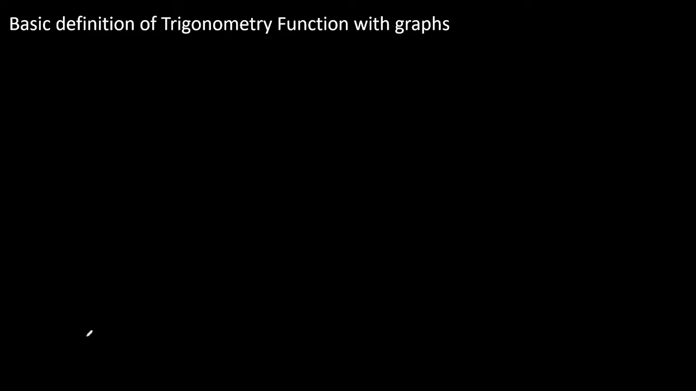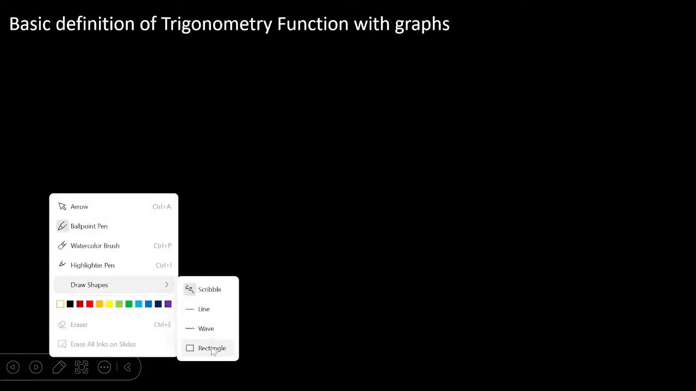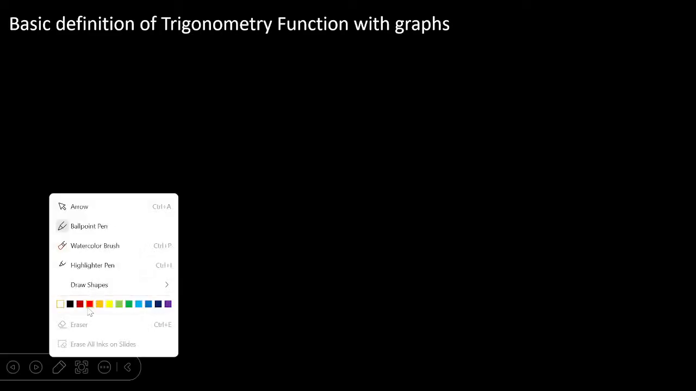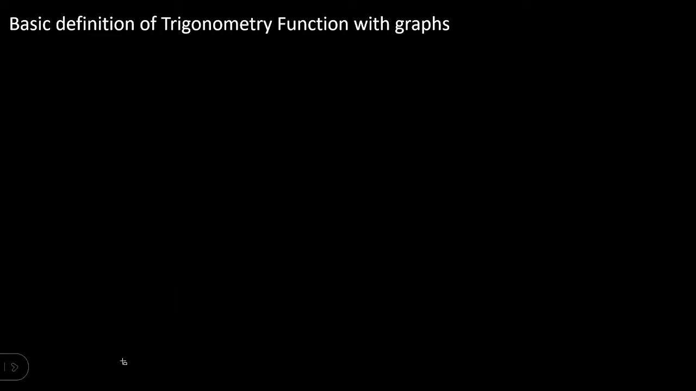So we have three graphs. We'll try to make the three graphs with a rectangle being this, 6 rows, 4 columns. So we will have 2, 2.